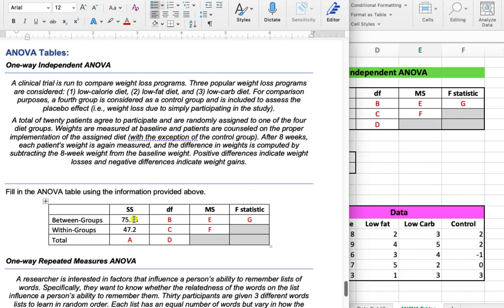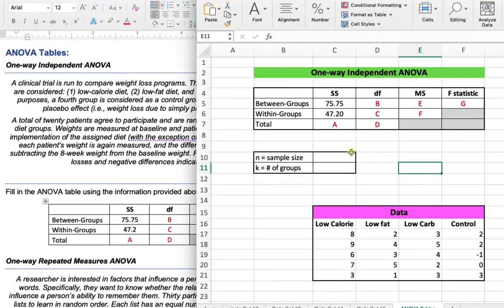I've given you the sum of squares for the between groups comparison, and then you also have the sum of squares for the within groups comparison. So really what you need to be able to pull out of these types of questions is the sample size, which we noted was 20, and the number of groups, which is 4, right? Low calorie, low fat, low carb, and control.